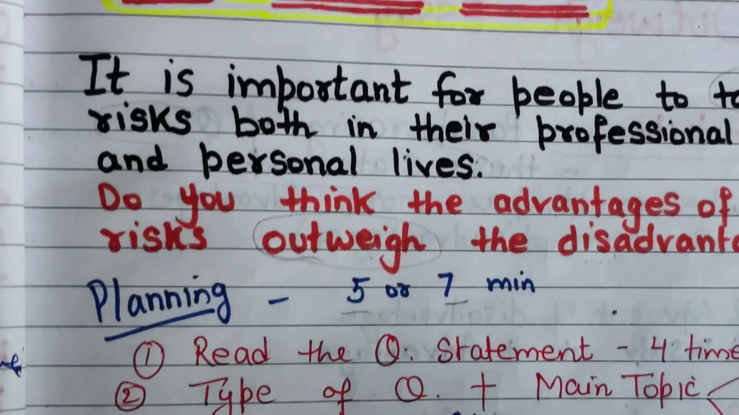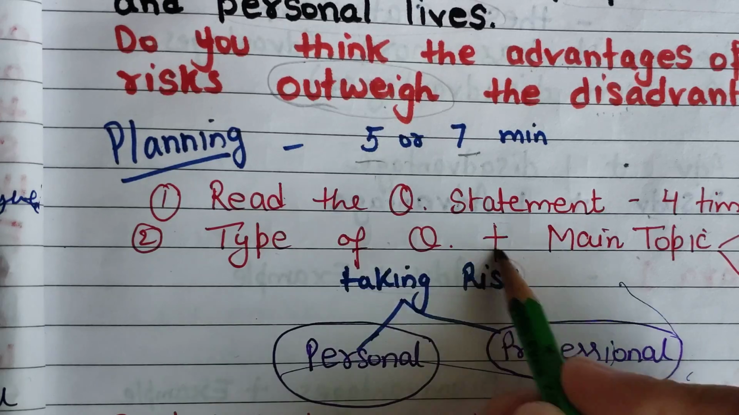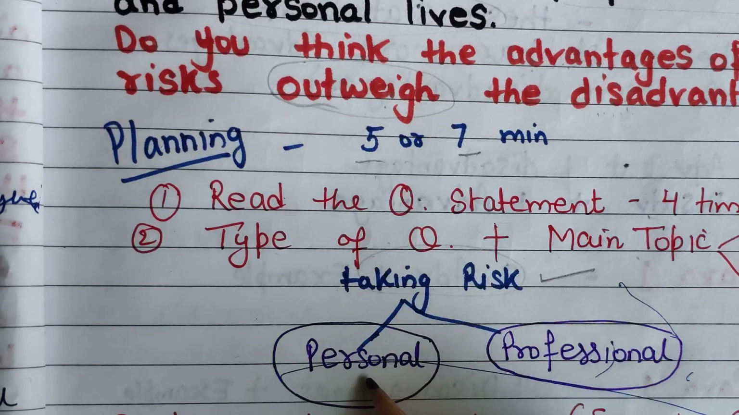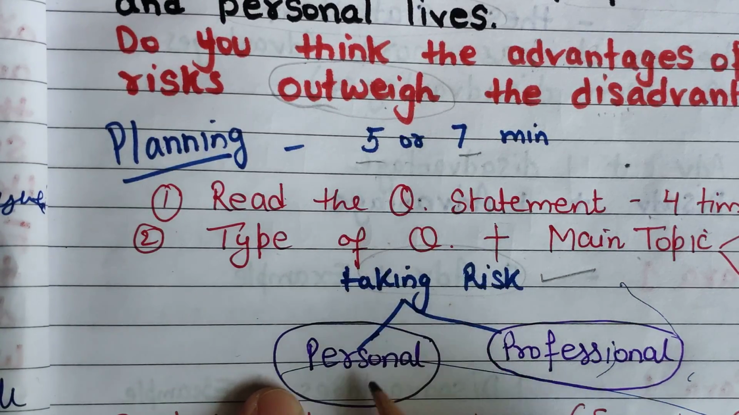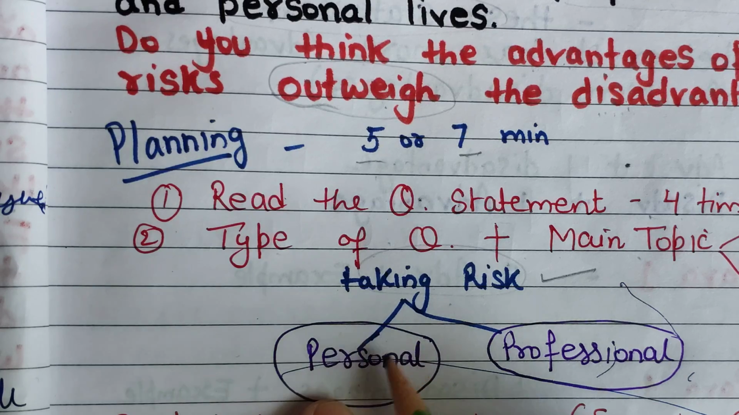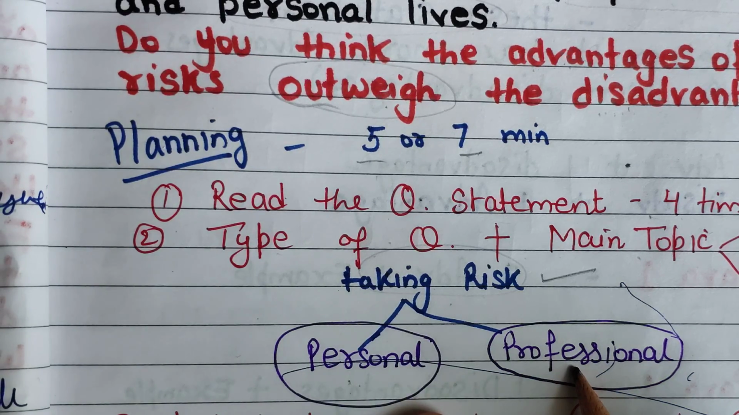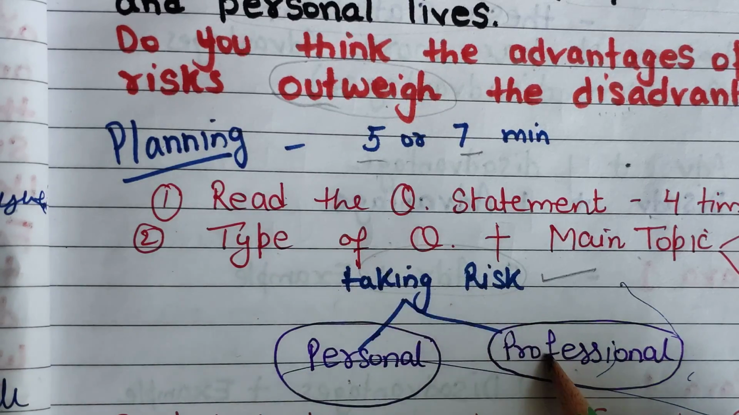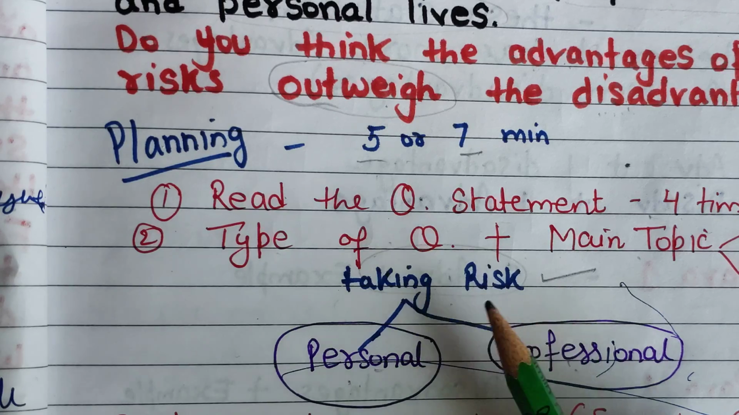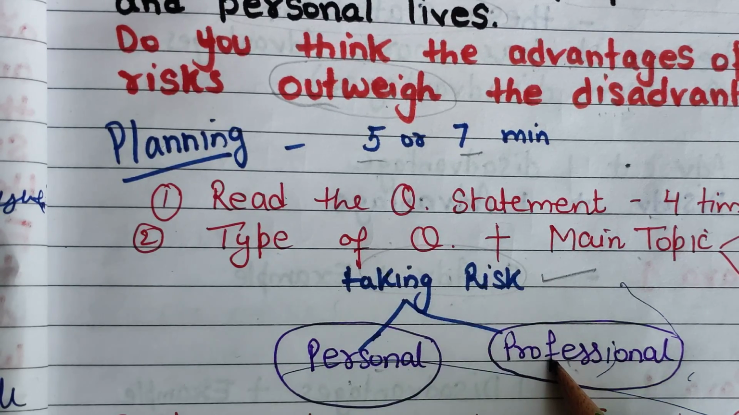It means taking risk is the main topic, and we will talk about taking risk with regard to personal lives and professional lives. Okay, so these three are the main topic, and these two are subtopics. Every question has main topics and subtopics.